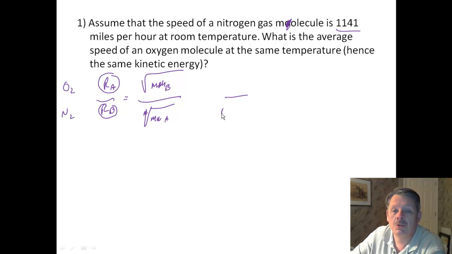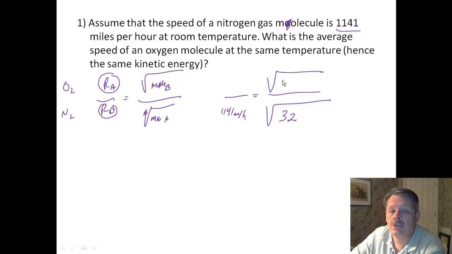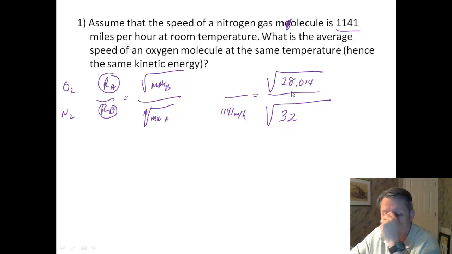So the bottom here is 1141 miles per hour. And that's going to be equal to the square root of the molar mass of B over the square root of the molar mass of A. Well, A is oxygen, so that's going to be 32. And nitrogen is 14.007, so that's going to be 28.014. So if I take the square root, now this is again a math problem. To me it's just plug and chug.